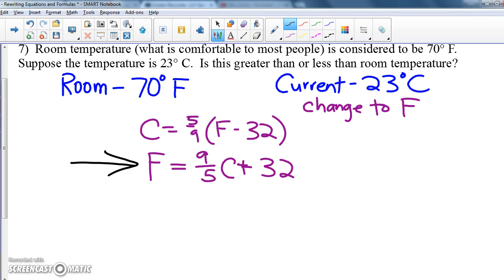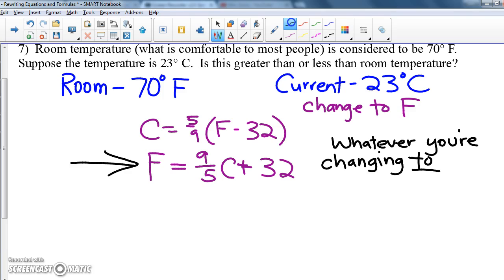So whatever you're changing it to, use that letter on the left. So let's jot that down. Whatever you're changing to, use that variable on the left.